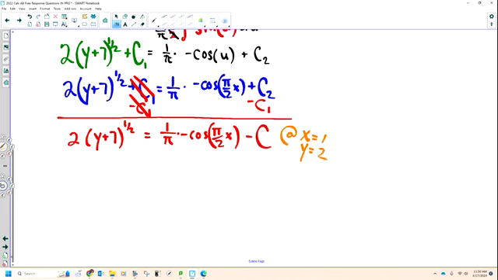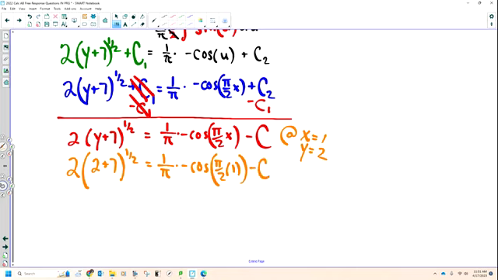All right, well, we got this 2, and for this y is 2. We're going to add 7 to the 1/2. Then we got 1 over pi times negative cosine of pi over 2 times my x, which is 1, minus c. Well, I put minus c. It's plus c. Let's put plus c, because even if c is negative, I can add a negative c value.